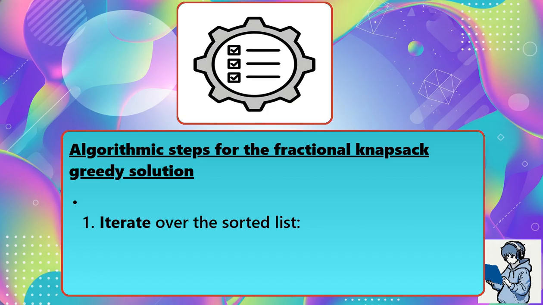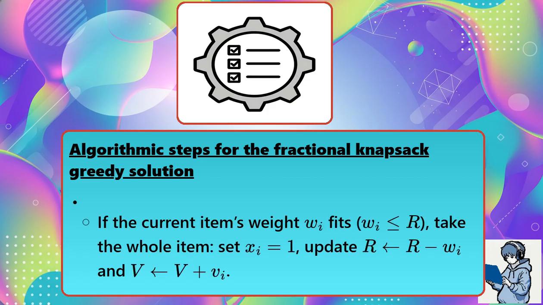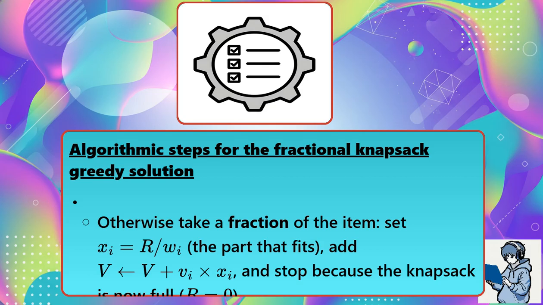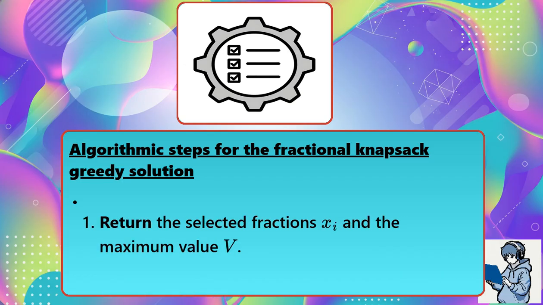Iterate over the sorted list. If the current item's weight w_i fits, w_i less than or equal to R, take the whole item. Set x_i equals 1, update R becomes R minus w_i and V becomes V plus v_i. Otherwise, take a fraction of the item. Set x_i equals R divided by w_i, the part that fits, update V becomes V plus v_i times x_i, and stop because the knapsack is now full, R equals 0. Return the selected fractions x_i and the maximum value V.